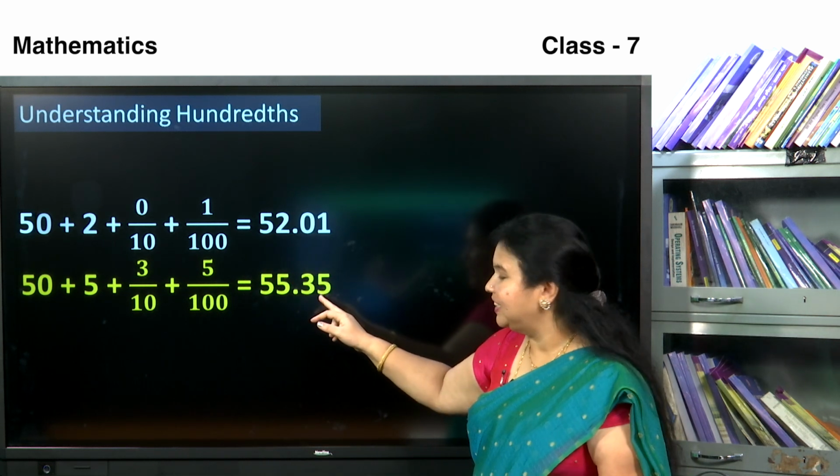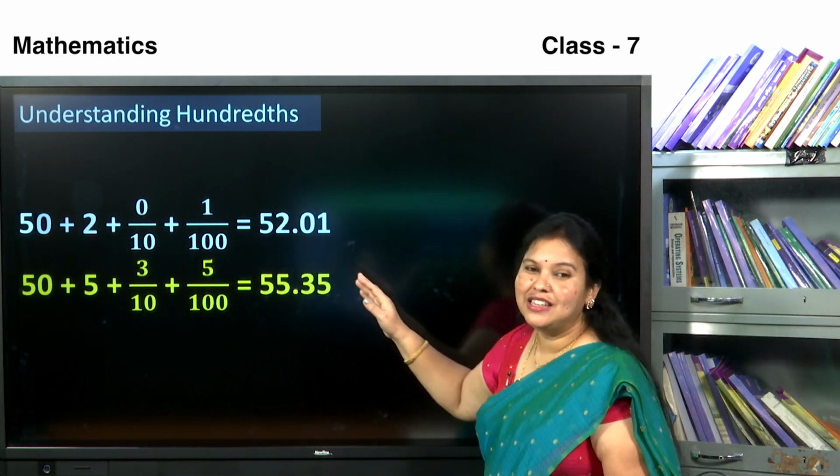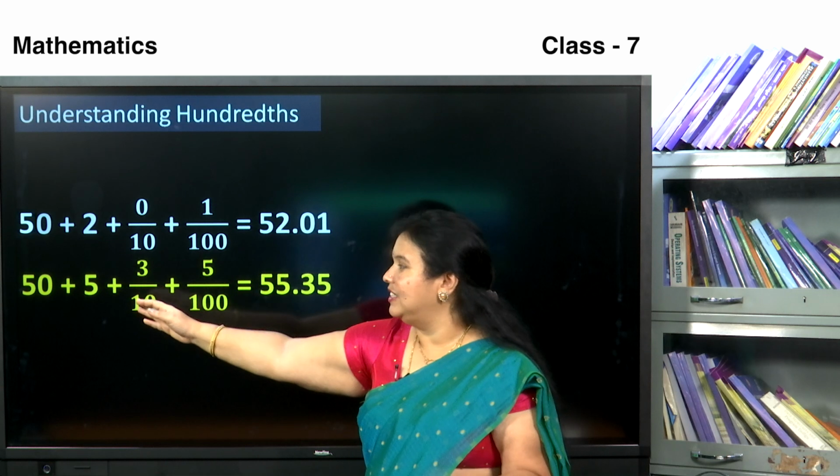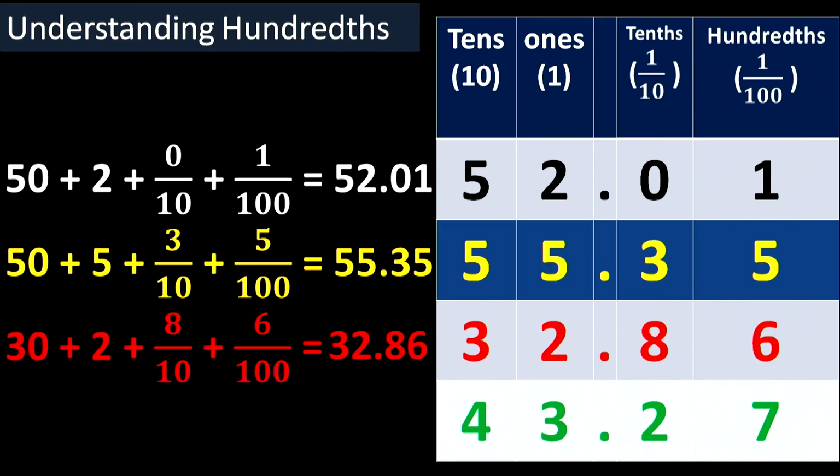So, we have to write it in tenths place, plus 5 by 100. So, it has to come in hundredths place. So, by adding all these, we get 55.35. Now, we will place this in place value chart.